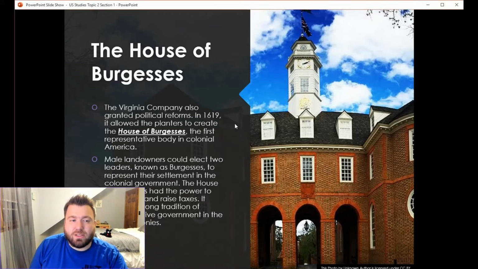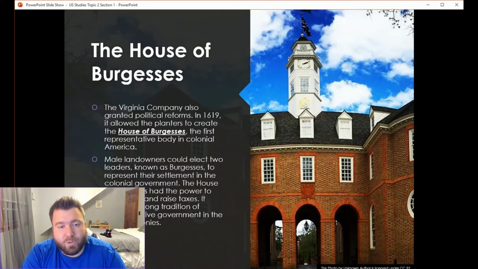Today we are going to be talking about the House of Burgesses. We're also going to be talking about other ways that the Virginia Company was involved in the early colonies in America. But we're going to start off by talking about the House of Burgesses.